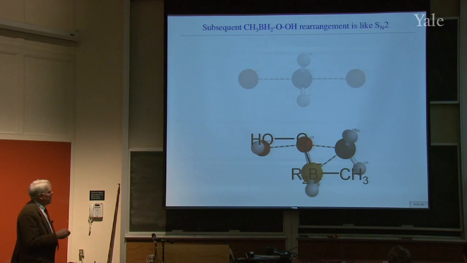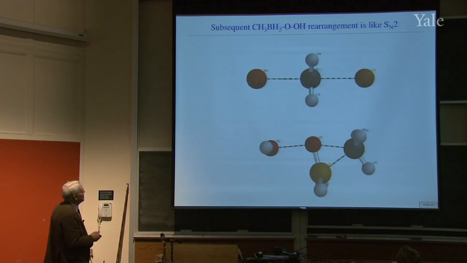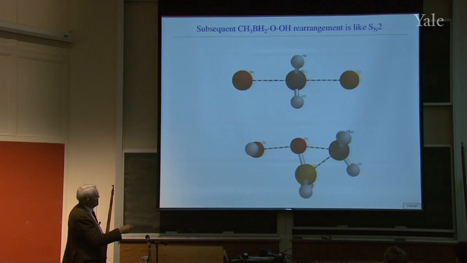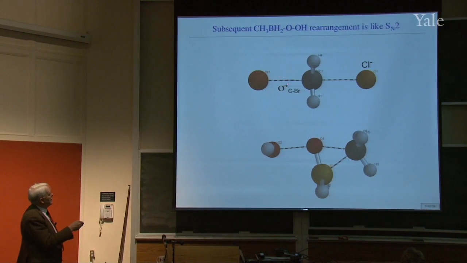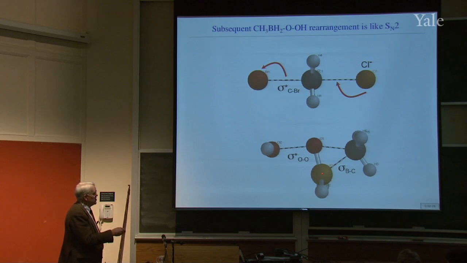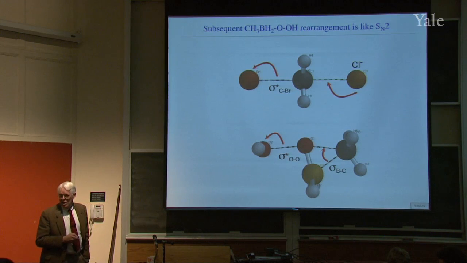But it's interesting to compare this transition state with the transition state for an SN2 reaction of, say, chloride attacking methyl chloride. Okay? So you can see here's the nucleophile, the leaving group. Here's the nucleophile, the leaving group. In that SN2 reaction, sigma star CBr is being attacked, right? But in this case, it's sigma star OO, and sigma BC is the nucleophile. So you see, it looks like the same reaction.